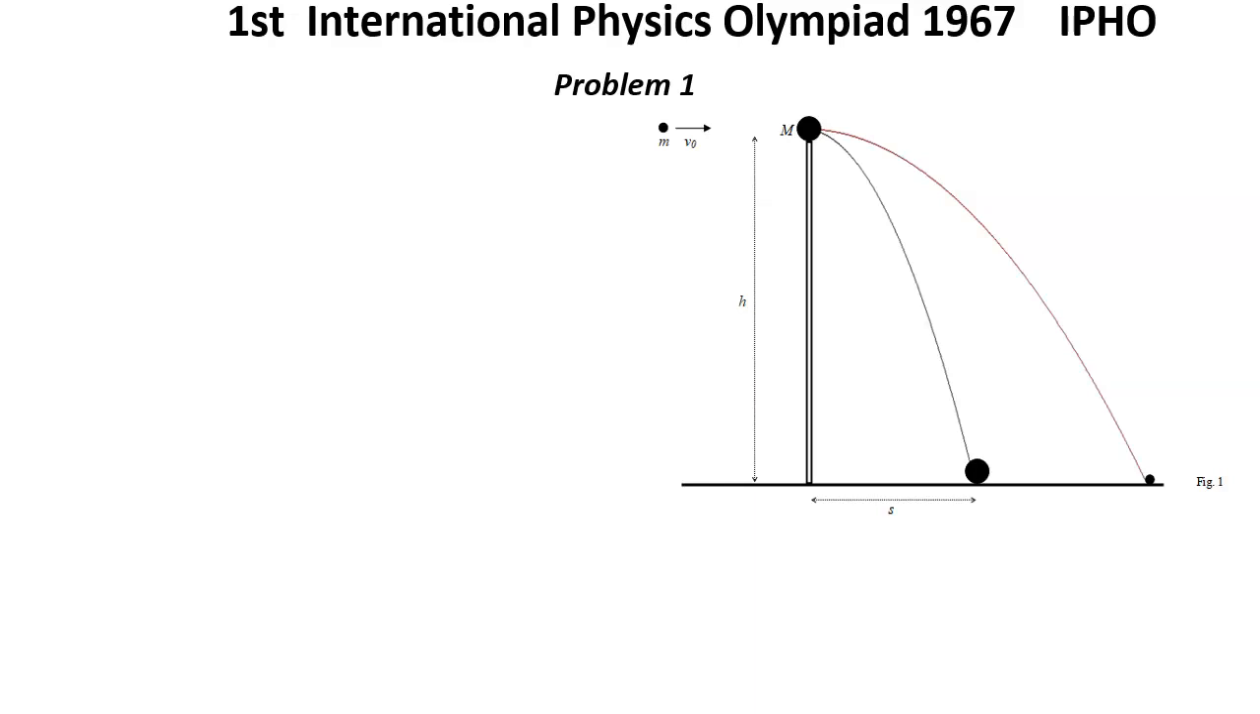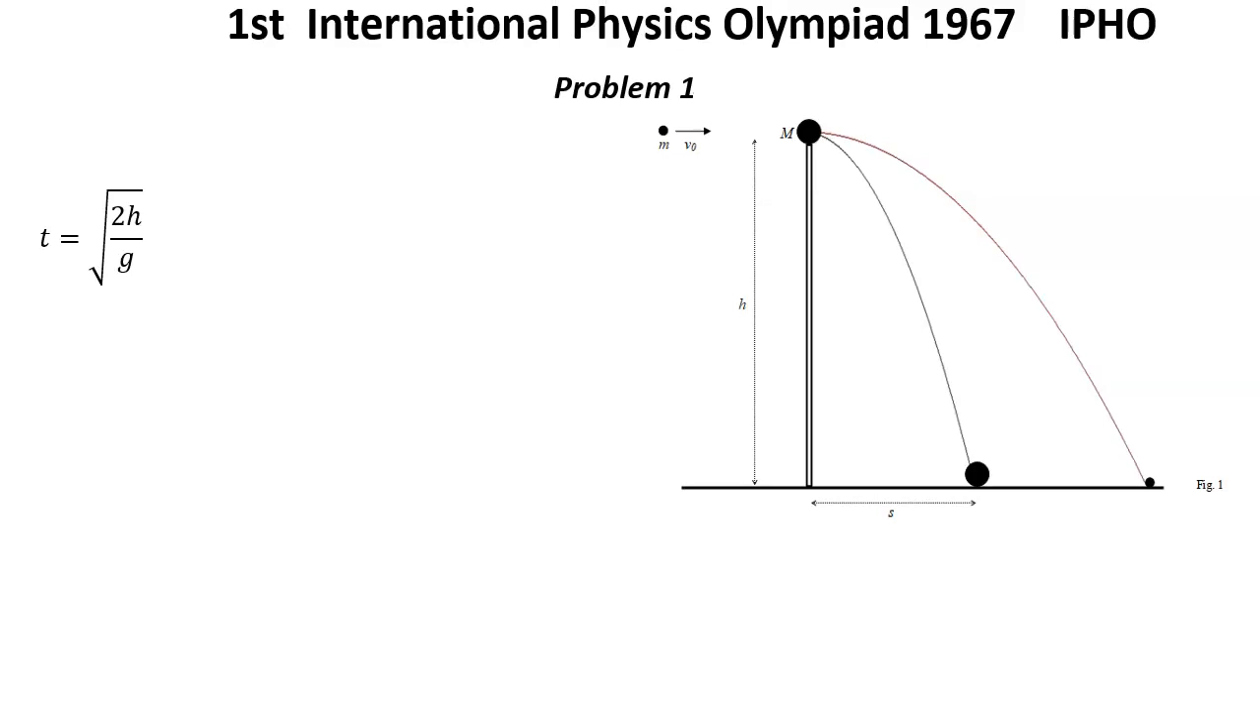Solution for problem number 1. Here we have momentum conservation in a horizontal direction. So it means that we can find what is the speed of our bullet and ball after collision. So first we can count what is total time to fall from height h. It will be t equal square root from 2h over g. And that would be time for both bullet and ball.